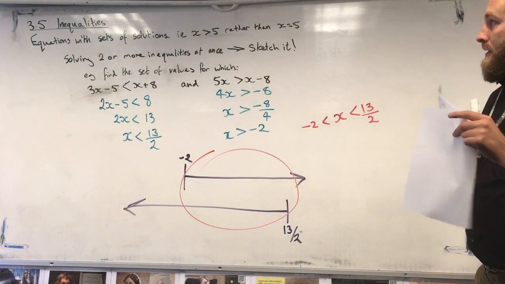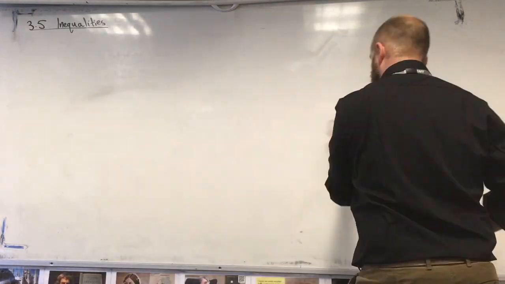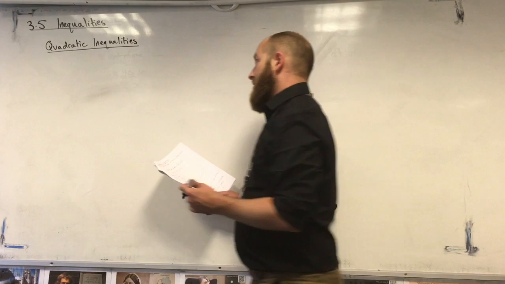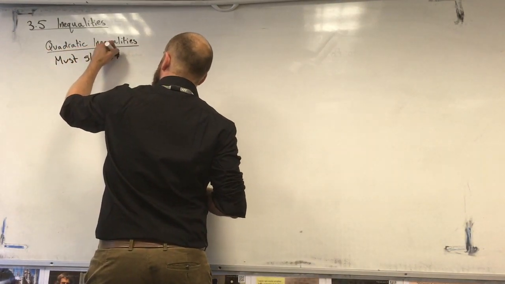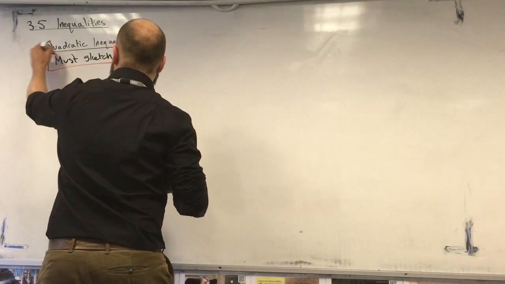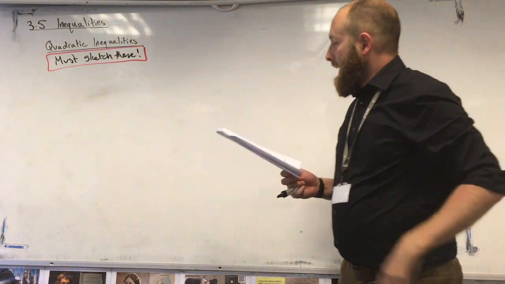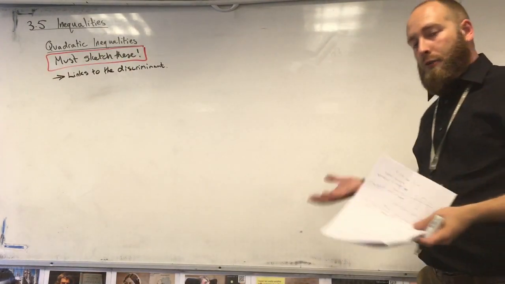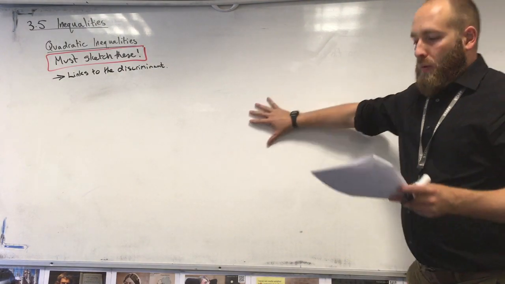Okay, so those are linear inequalities. We've got to also look at quadratic inequalities. So quadratic inequalities is very important. Again, you have to sketch these. Please don't forget to sketch them. And these quite often link to the discriminant. So remember, b squared minus 4ac less than, greater than, or equal to 0 tells you how many roots you have. So that's going to come into play with this topic as well.